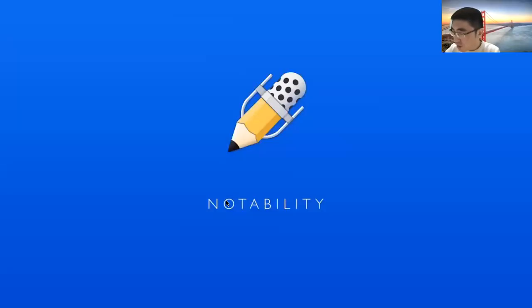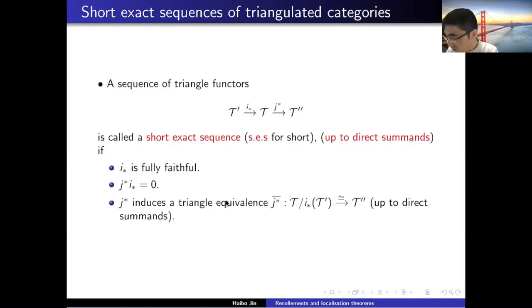Sorry. Yes, and j and i is that, and j star induces a triangle equivalence here. But I cannot write. I don't know what.